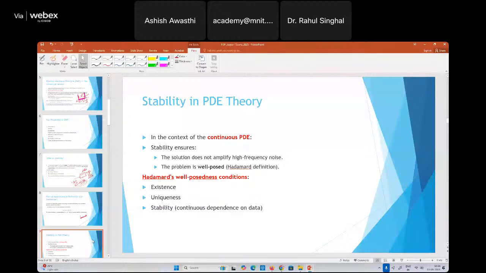If it is a continuous problem, stability ensures that the solution does not amplify. It will not grow randomly, and it is known as a well-posed problem. So the maximum principle will also ensure well-posedness. Hadamard has given the well-posed condition. What is well-posedness? The solution exists and is unique, and the solution depends continuously on the initial data. This is the condition for well-posedness of any partial differential equation.